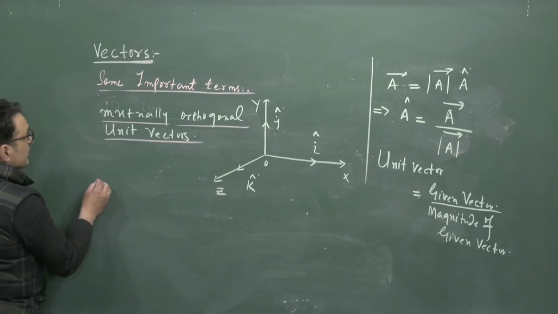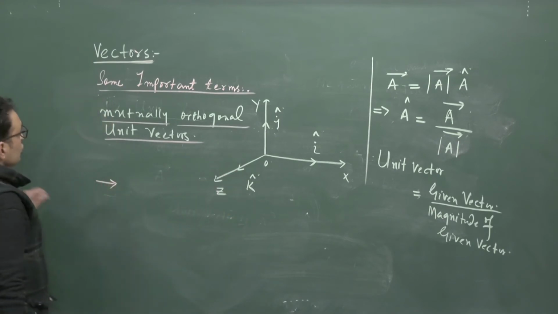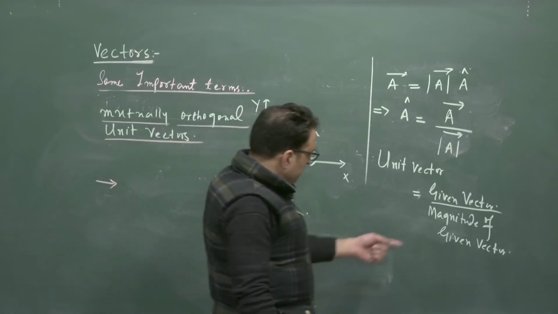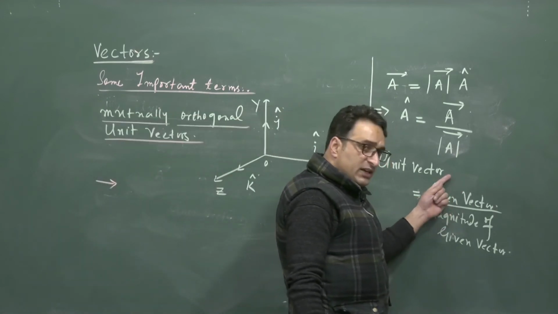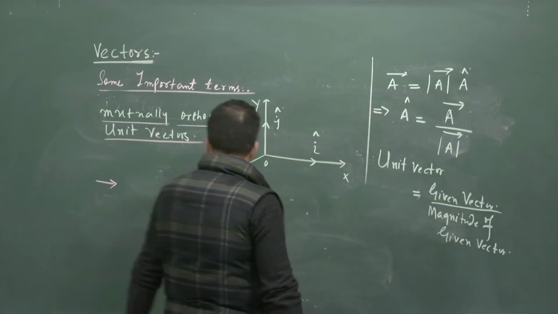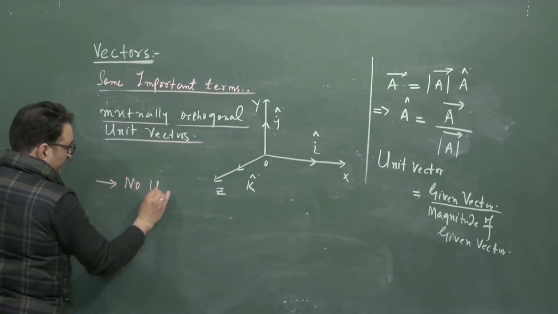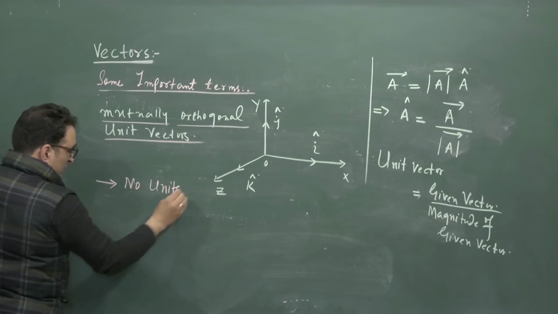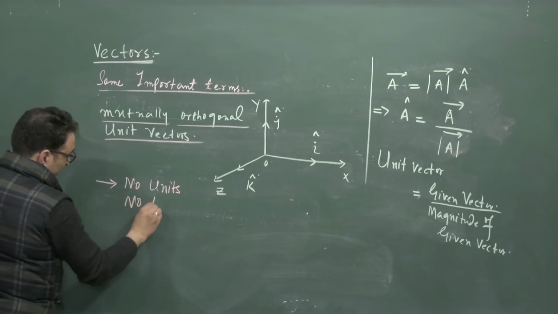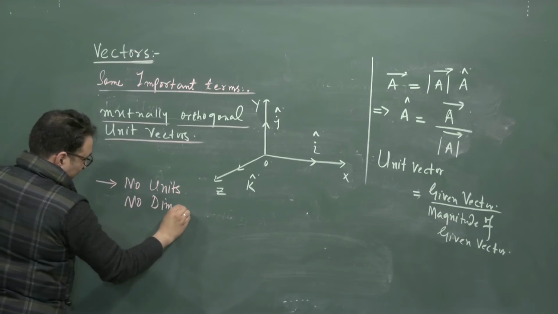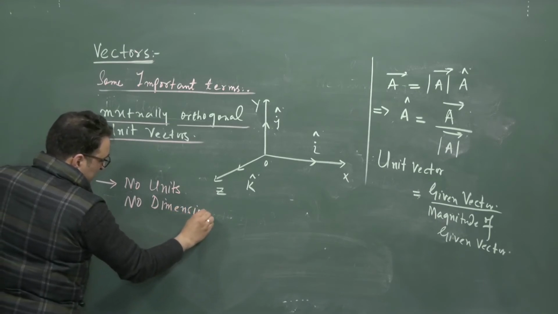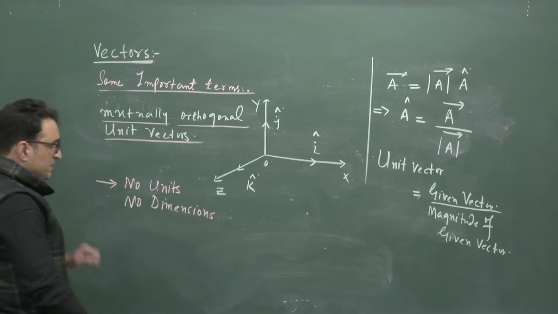Another point regarding the unit vectors is that, being the ratio of the given vector to the magnitude, the unit vector has no units and no dimensions.